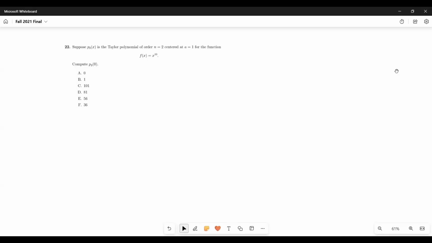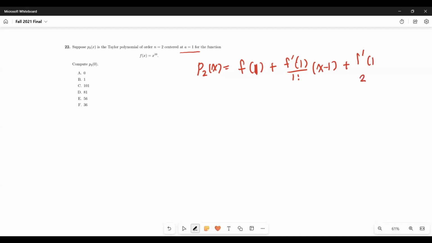Okay, this question asks, suppose P2(x) is a Taylor polynomial of order n equal to 2, centered at a equal to 1. Okay, so finding P2 of x is the same as finding f of 1, because it's at a equals 1, plus f prime of 1 over 1 factorial times (x minus 1), plus f double prime of 1 over 2 factorial times (x minus 1) squared. If I can write, yeah, because my laptop is overheating a lot.